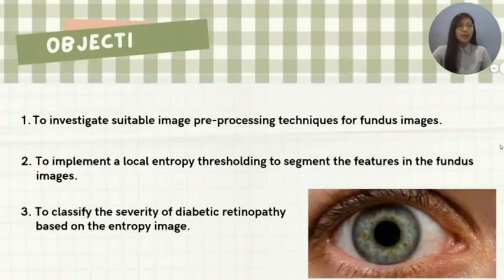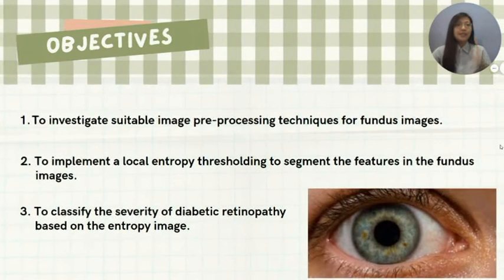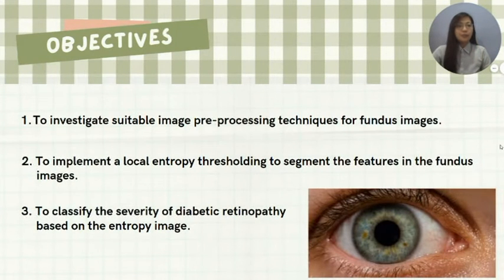So there are 3 objectives for this study. The first objective is to investigate a suitable image preprocessing technique for fundus images. The second objective is to implement a local entropy thresholding to segment the features in the fundus images. And the last objective is to classify the severity of diabetic retinopathy based on entropy images.